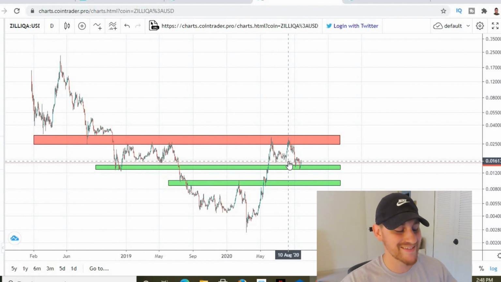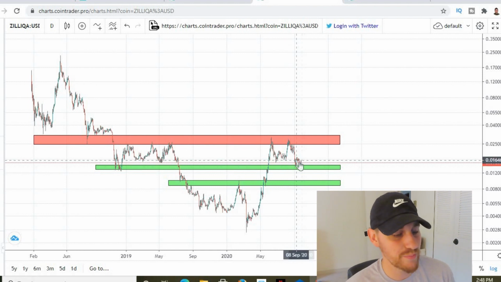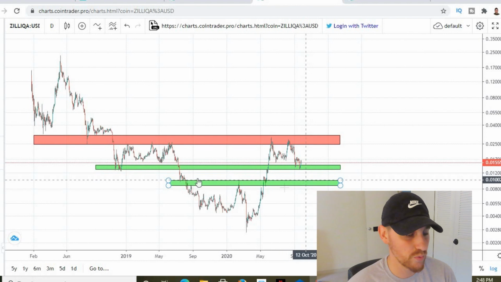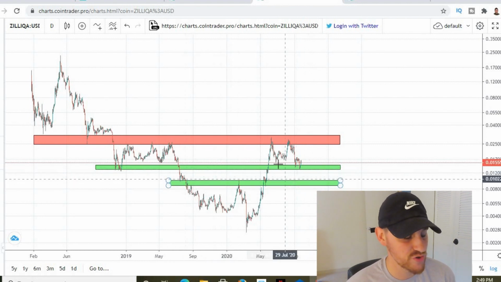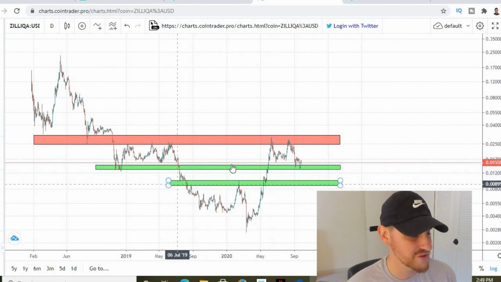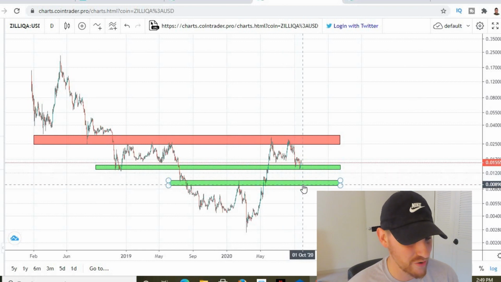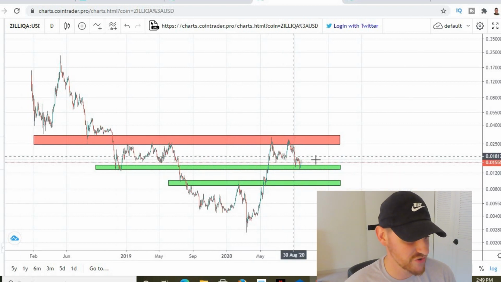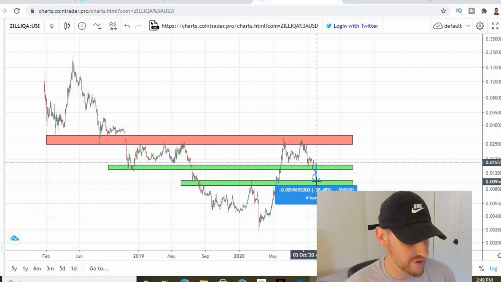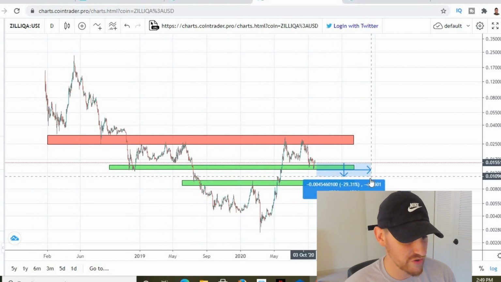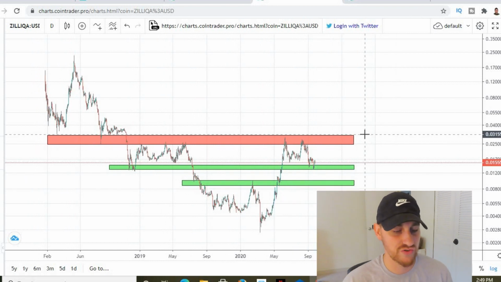So this is what I mean in the title of this video, that this is kind of the bull's last line of defense, right? So if we do end up breaking this, the next support, look at how much trading action was in between these two green boxes, right? Almost nothing. So we could drop all the way back down, and that would be almost a 50% drop from where we are now, right? So we don't want to drop all the way down there. That would be extremely bearish in the short term.